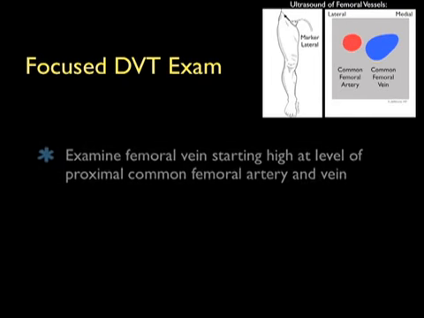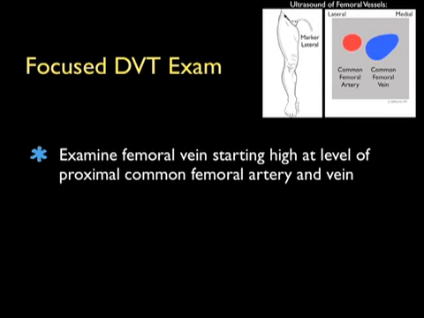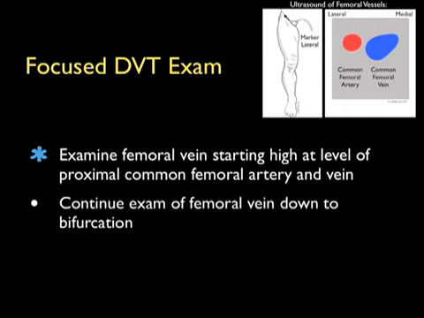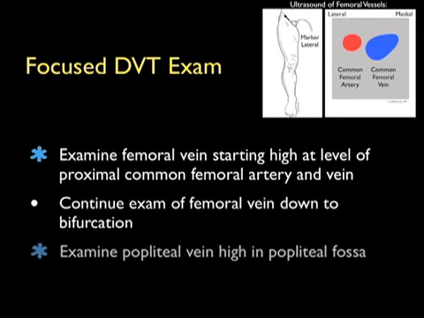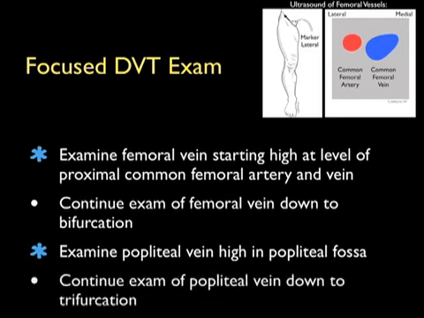That leads us into the concept of the focused DVT exam as being an optimal means for evaluation for DVT at the bedside. In the focused DVT exam, we'll begin by examining the femoral vein, starting high at the level of the proximal common femoral artery and vein, just below the inguinal ligament. We'll continue the exam of the femoral vein down about 4 to 5 centimeters through to bifurcation of the vein into the deep and superficial femoral veins. We'll then turn to examination of the popliteal vein, placing the probe high within the popliteal fossa. We'll examine the popliteal vein about 4 centimeters within the popliteal fossa, continuing the exam of the popliteal vein down to trifurcation of the vessel into the calf veins.